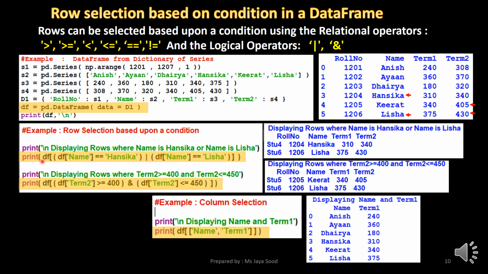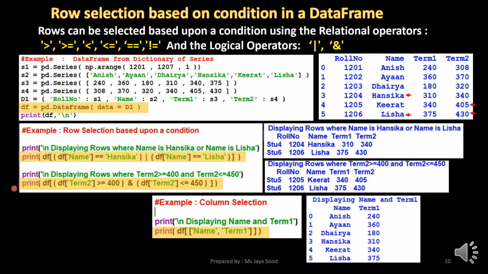Print df within square brackets df name equal to Hansika or df name equal to Lisha will print only those rows from the data frame which satisfy this condition. That is, the name column contains the value Hansika or the name column contains the value Lisha, as shown here in the output.